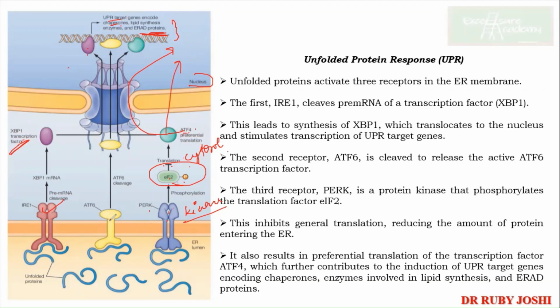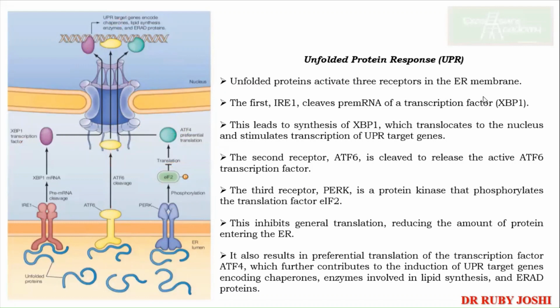Similarly, here ATF6 is there, it's a receptor, right? Now, when it goes and binds to your unfolded proteins, high expression, then this gets cleaved from here. And this particular domain goes as your transcription factor into the nucleus. Now, little more clear?